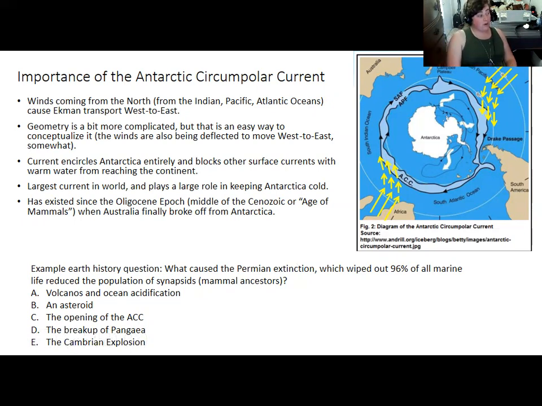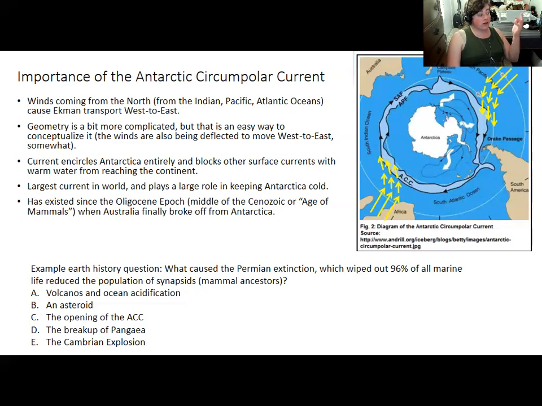Indeed, it is A, because the Permian extinction was caused by runaway ocean acidification when volcanoes ignited coal fields. It was not caused by an asteroid. That is what wiped out the dinosaurs, and the ACC opening didn't cause a mass extinction in the way that I describe it, but for Antarctica, it wiped out most of Antarctica's terrestrial life. The breakup of Pangaea, that doesn't have anything to do with the Permian extinction. In fact, Pangaea was altogether throughout the Permian and the Triassic.